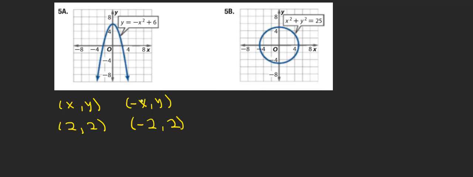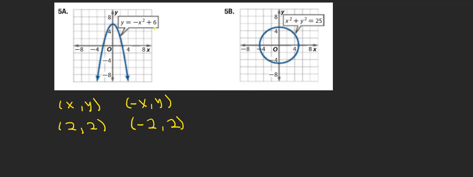Now let's look at these two examples. This first example looks like it's symmetric with respect to the y-axis. In order for that to happen, when you have (x, y) on the graph, you should also have (negative x, y). So let's say when x equals 2, plug in 2 right here, and you get 2. So does that mean the opposite of that, which is negative 2, is (negative 2, 2) also on the graph?